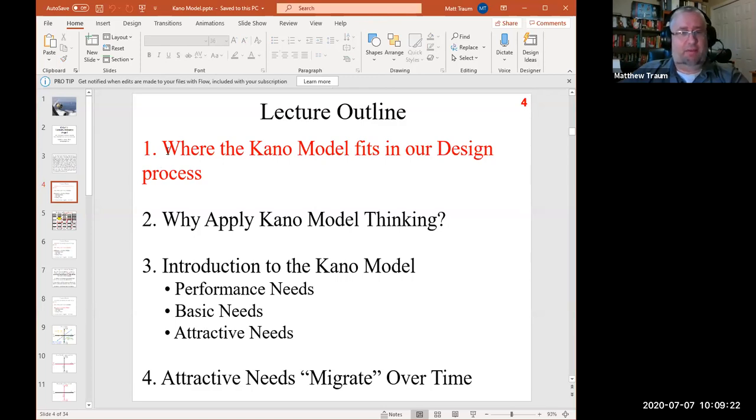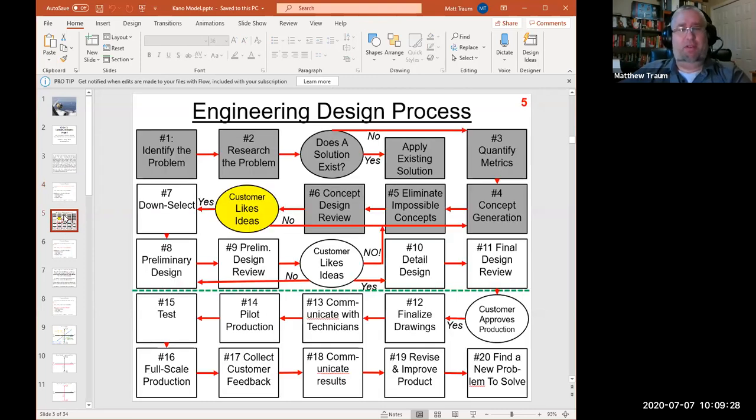But the first thing that I want to mention is where this Kano model fits into the design process. So you guys have seen this chart from me before. This is our engineering design process that covers both Mech 2 and Mech 3. The green dotted line is the separation between Mech 2 and Mech 3. Mech 2 is on the top, Mech 3 is on the bottom. And over the course of the semester, we'll march through all of these 11 steps to get to the final design review. So this is that final oral and written presentation that you guys will give at the end of the semester, that I was talking about a little while ago, the one that'll happen in August.